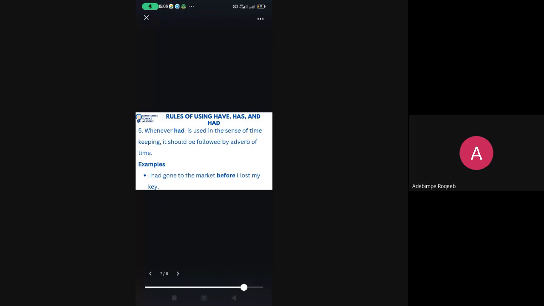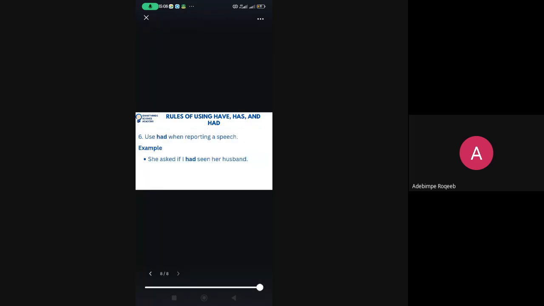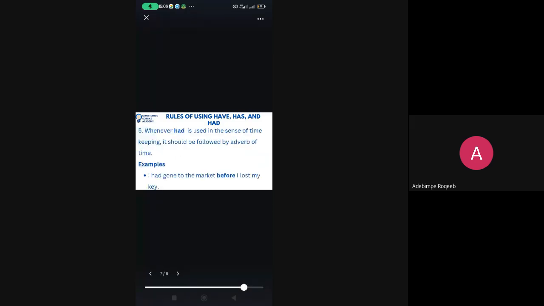Now, another example you can have under this rule is I lost my key after I had gone to the market. So when you use had to join two clauses and it is talking about the time of action, you should introduce an adverb of time in that sentence.